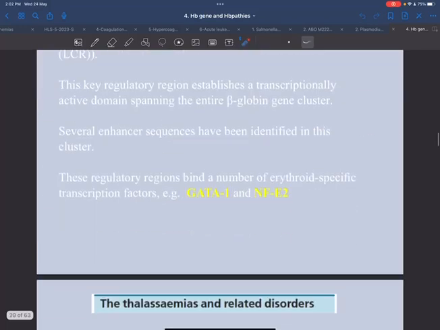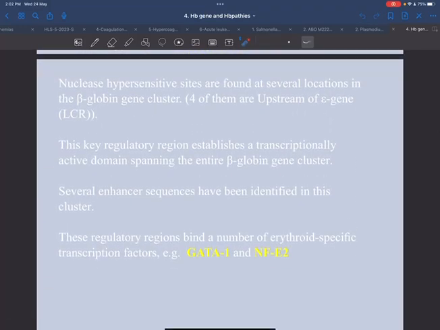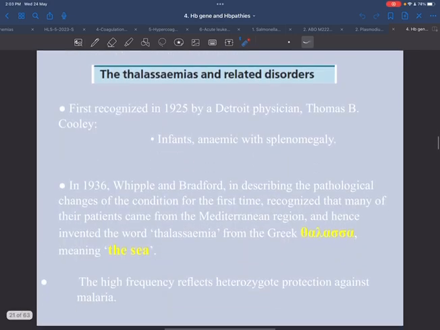It needs another thing to regulate. And we have also several enhancer sequences that have been identified in this cluster. So the regulatory sequence of the LCRs, they need also what's called enhancer sequences. And later they discovered that these regulatory genes bind a number of erythropoietic or erythroid specific transcription factors, GATA1, NFE2 for example, or many other transcription factors. So the regulation requires the presence of LCR, enhancer sequences, as well as transcription factors in order to regulate the gene expression.